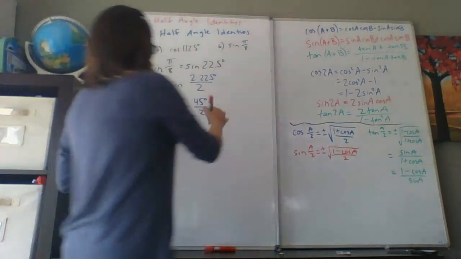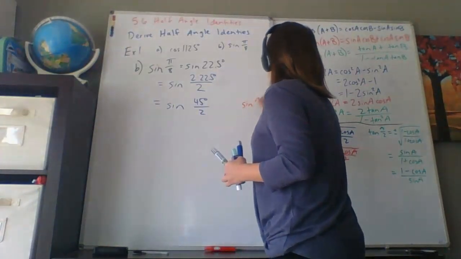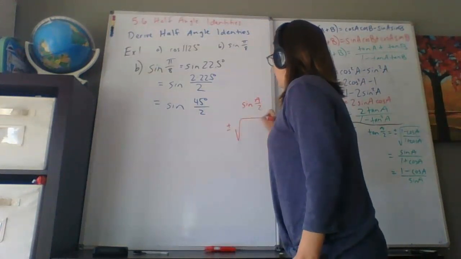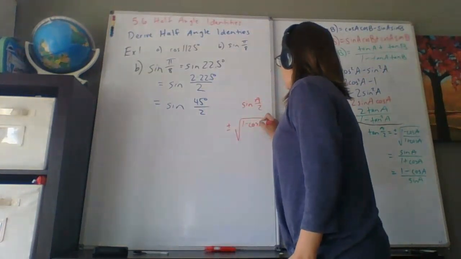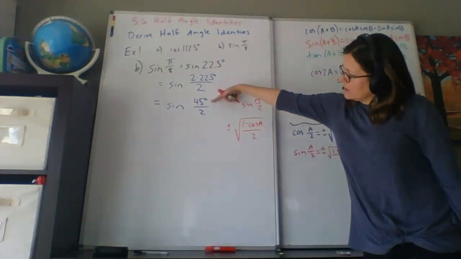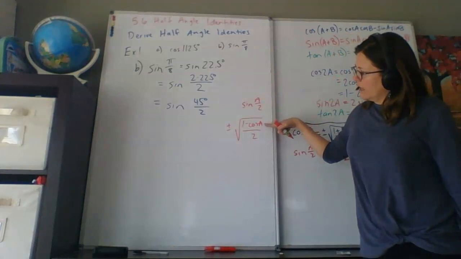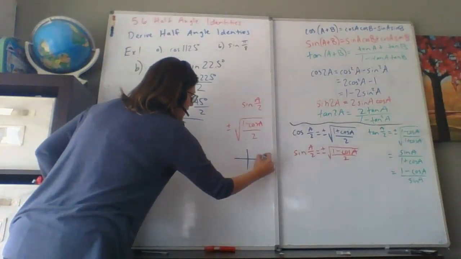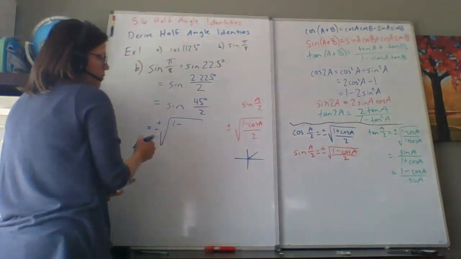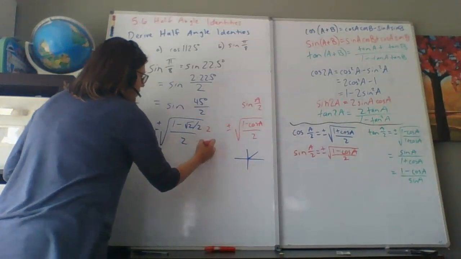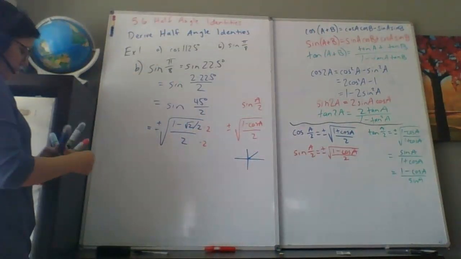So again, notice this is sine of A over 2. And so my next step is going to be plus or minus the square root of 1 minus cosine of A over 2. So my A here, you can see, is 45 degrees. So cosine of 45 will go in here. And for 45 degrees, our cosine will be square root of 2 over 2. So again, we'll multiply numerator and denominator inside the radical by 2.